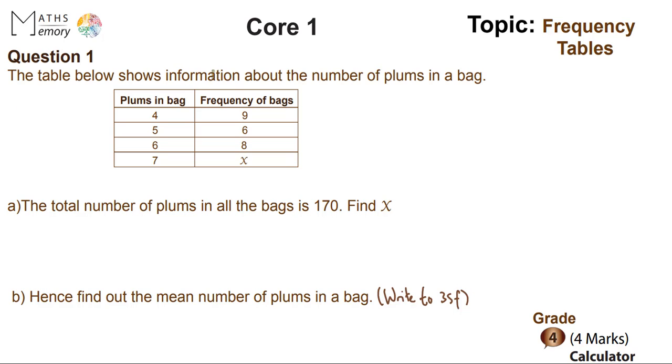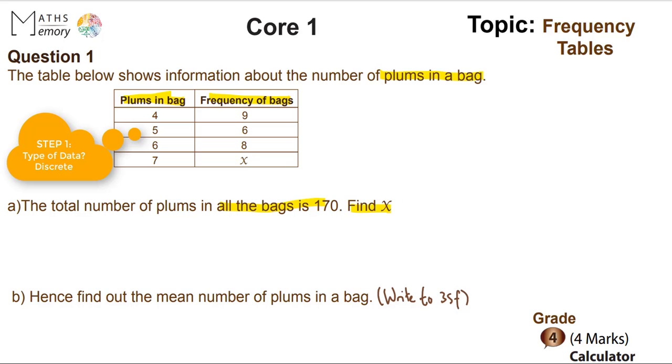Now the table below shows information about the number of plums in a bag. We have 2 clear columns representing this frequency table, plums in a bag and the frequency of bags. So this just means there are 9 bags that contain 4 plums each, 6 bags that contain 5 plums each, and so on all the way through. Part A, the total number of plums in all the bags is 170. Find x. We have to understand the context of this question first before we can attempt this.